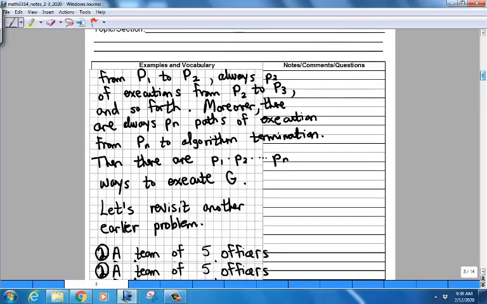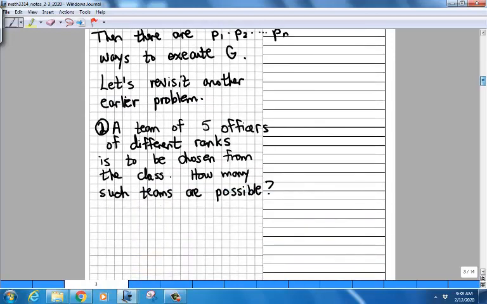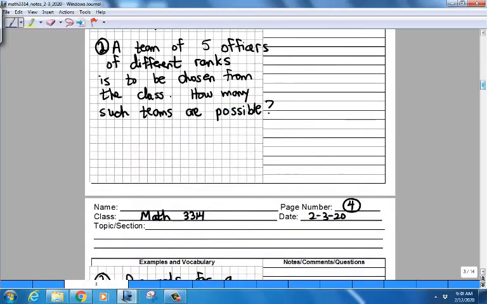You're not going to understand that theorem until we actually apply it, but it's very easy to apply. So let's go back to picking a team from a class, but I'm going to make it a little bit different problem. So suppose we want to pick a team of 5 officers from our class.